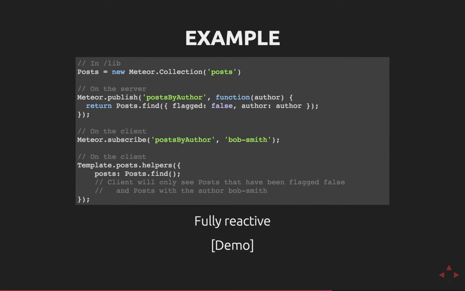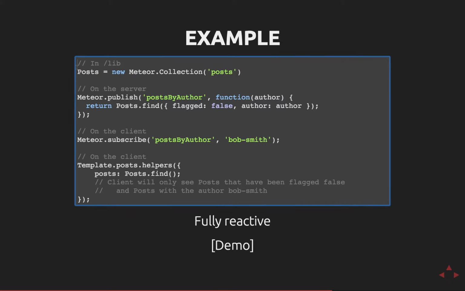So here's a quick example. I have the comments. All of these are in different files. Once again, this would be in the lib file, where we're simply creating a posts collection in Mongo. On the server, we are going to publish, and we're naming the publication posts by author. It's going to take in an author, and return from the database anything that has been flagged false, maybe that's profanity, maybe that's whatever, and that matches the given author that we pass it. This is on the server, where you're exposing this endpoint.